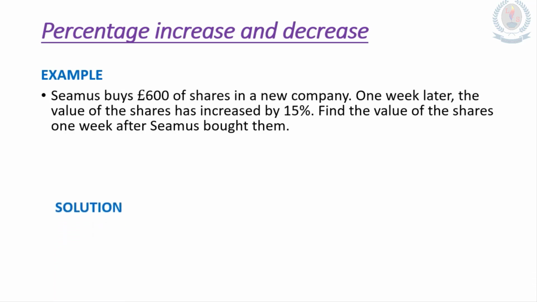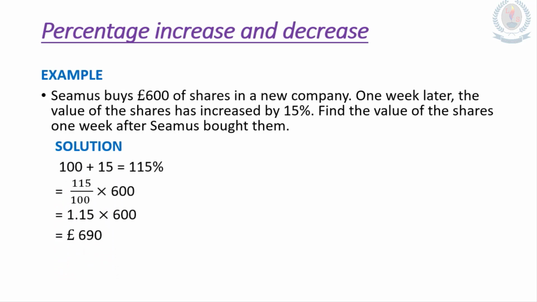Check this solution. Here we can see a 15% increase. So the easy way is, first of all, you add that increase percentage to 100. Then 115%. Now multiply 115% by 600 pounds. Write that 115% as a fraction, 115 over 100. Now multiply it by 600. Then the final answer, 690 pounds, you can get.